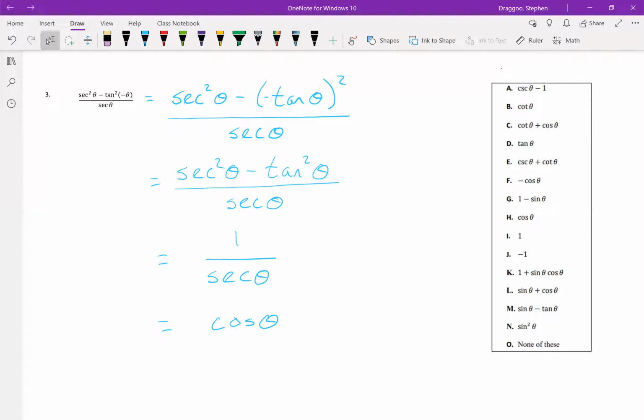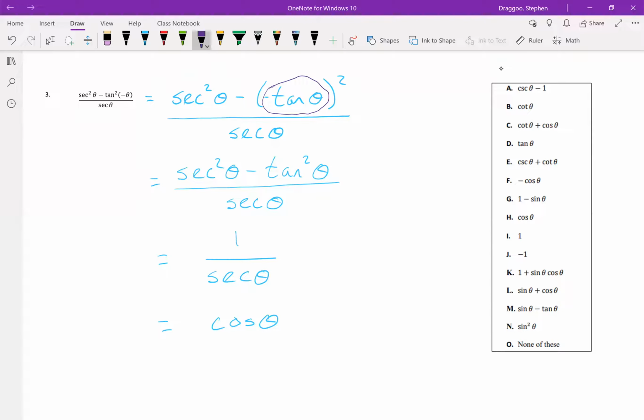Problem 3, secant squared theta minus tangent squared of negative theta, divided by secant theta. So the first step that I want to deal with is that negative theta. And tangent, I know, is an odd function, so I'm going to look just at tangent of negative theta and hold the squared out for a moment, since the odd identity only applies to each of the base 6 trig functions. So tangent of negative theta should come out to negative tangent theta, because again, tangent is odd.